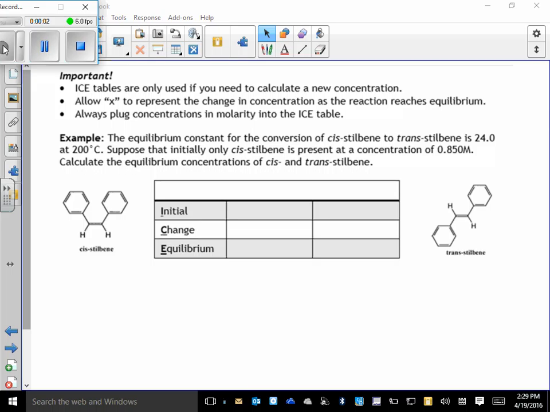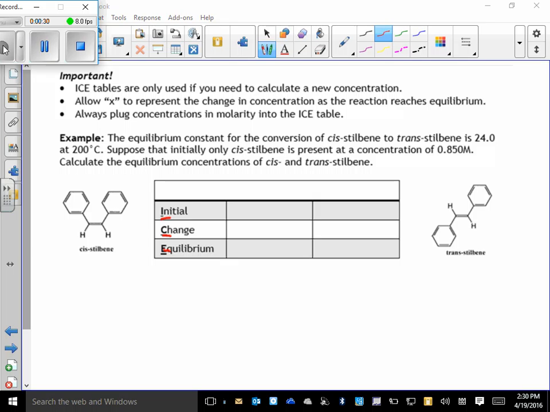I'm going to do a demo of an equilibrium constant question. This is done on the PowerPoint, but I want to do it a little more slowly just to explain the concepts. Okay, so an ICE table, ICE, initial, change, and equilibrium, is only used if you need to calculate a new concentration. X represents the change in concentration as the reaction reaches equilibrium.